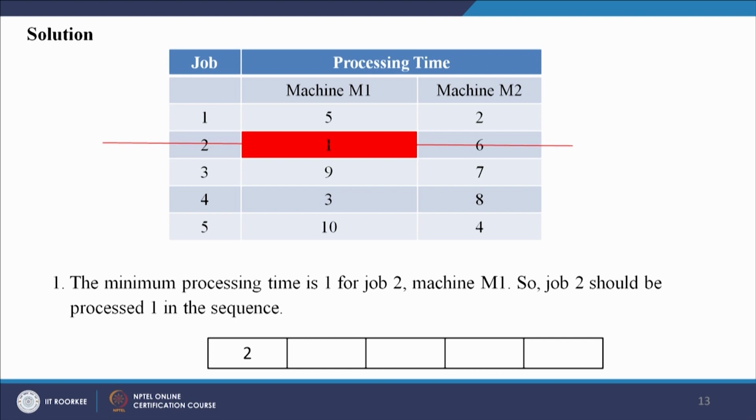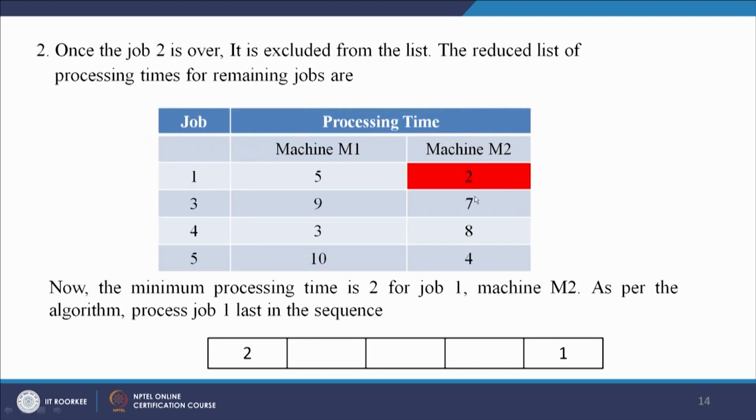Now 2 is the minimum time. So we will sequence it. The job 1, the minimum time is 2 hours. The job 1 is corresponding to that minimum time. So we will sequence job 1 here, and initially we have already seen that the minimum time was for job 2, which we have sequenced in the beginning of the sequence table. We have started with that sequence.